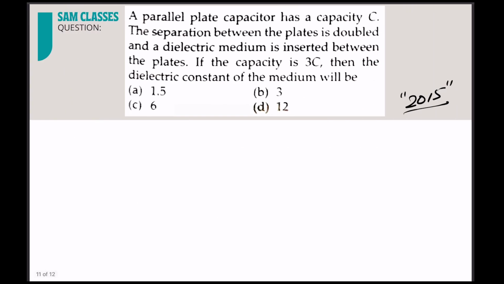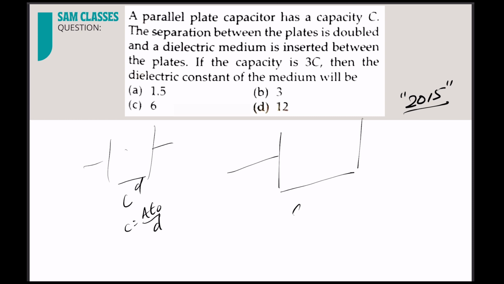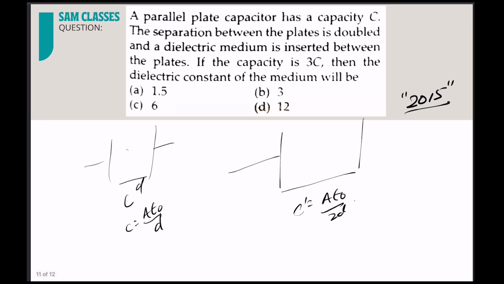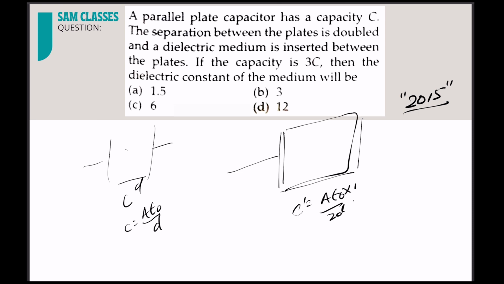Again, see, a parallel plate capacitor has capacity C. Now the separation between the plates, next time you doubled the separation. This was D, so C is equal to A epsilon naught by D, and here C dash is equal to A epsilon naught by 2D. Now they are telling that a dielectric medium is also inserted. So let's say you have inserted something, so into K also you add it up.